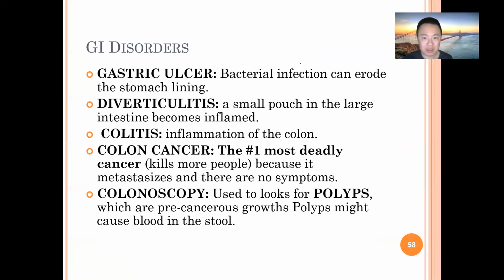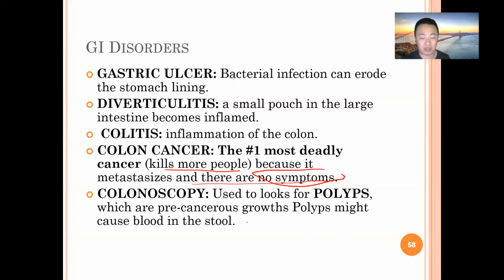Gastric ulcer is a bacterial infection that can erode the stomach lining. Diverticulitis is a small pouch in the large intestine that can become inflamed. Colitis here is the inflammation of the colon. Colon cancer is the number one most deadly form of cancer that kills more people because it metastasizes, and by the time it metastasizes, it's too late, okay, because you wouldn't even know it. There are no symptoms. And a colonoscopy here is used to look for polyps, which are precancerous growths.